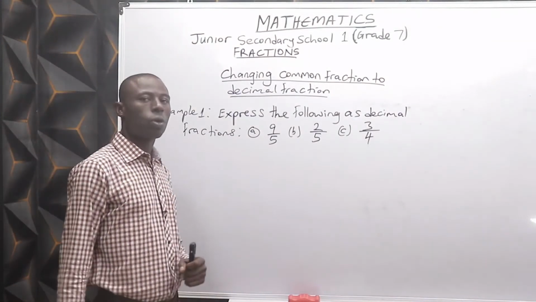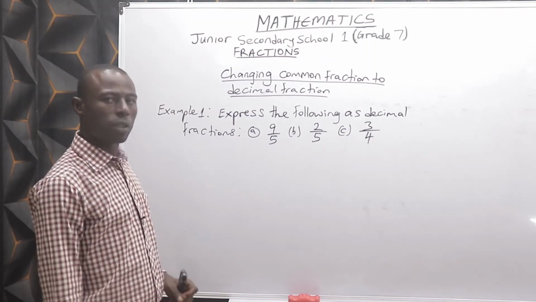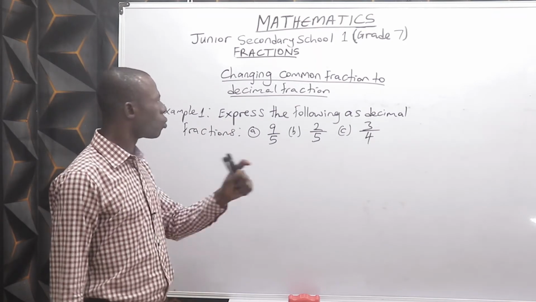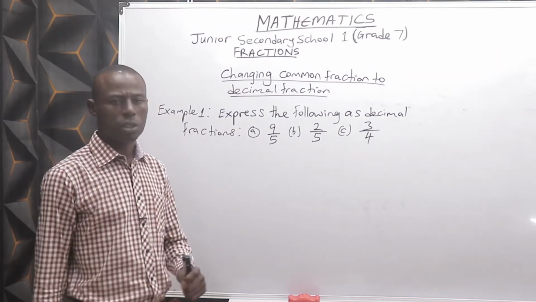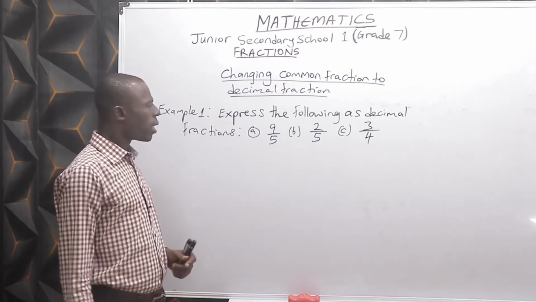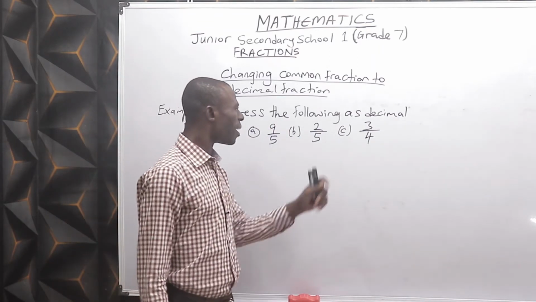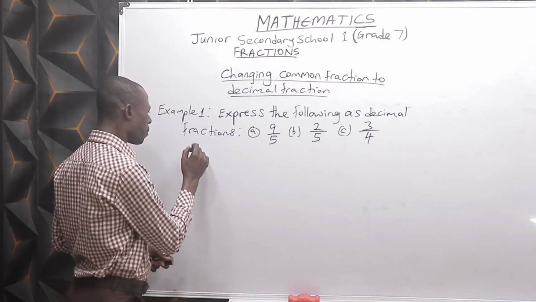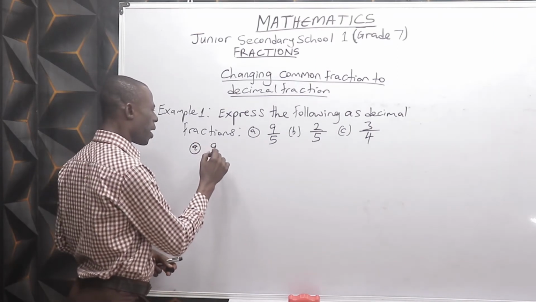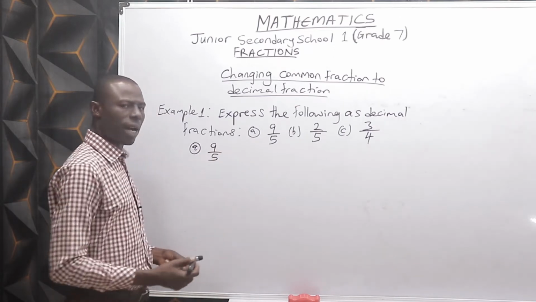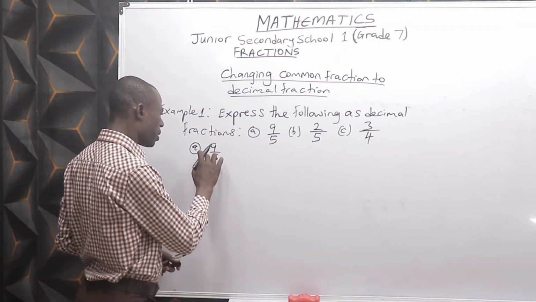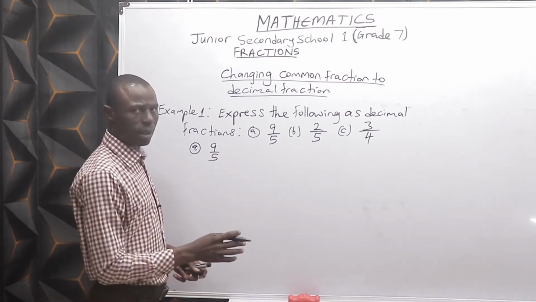Now we come to another subheading yet under the fraction, which is changing common fraction to decimal fraction. Example 1. Express the following as decimal fractions. Question A. We are to express 9 over 5. 9 over 5 is a common fraction. We are to express it as decimal.